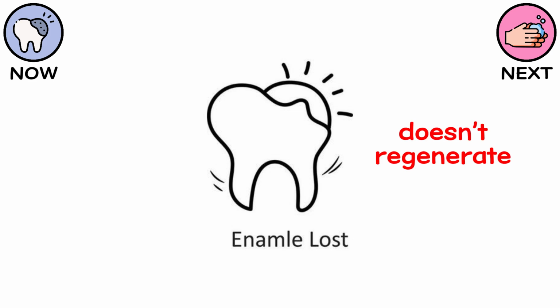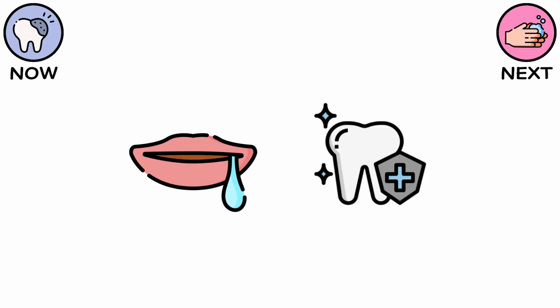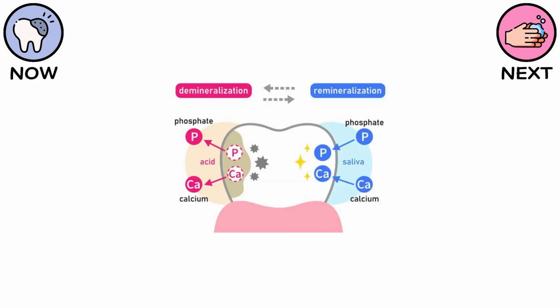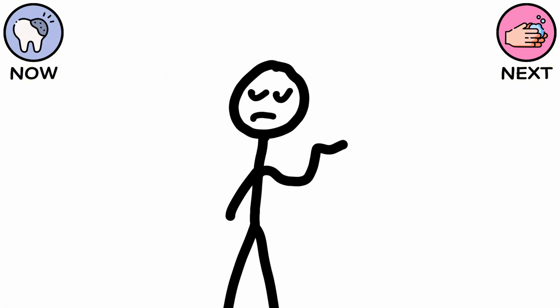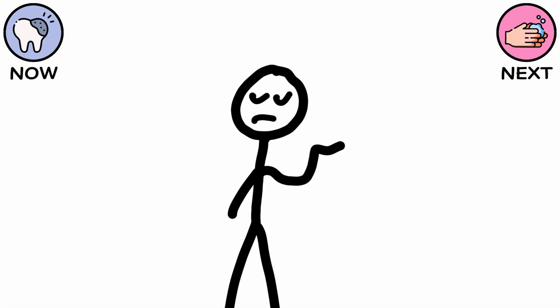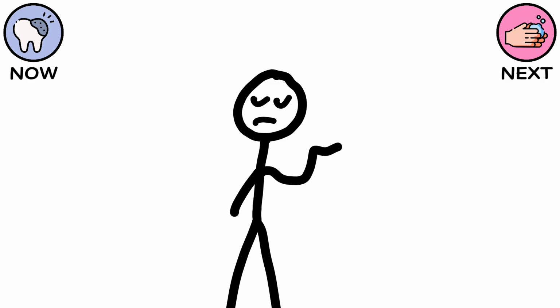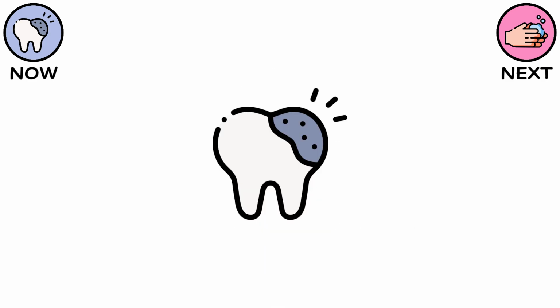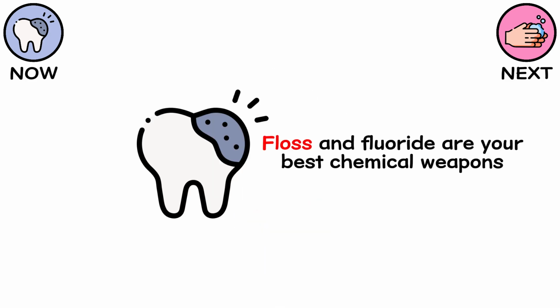Your enamel, once lost, doesn't regenerate. But saliva and fluoride can help reverse early damage. That's remineralization. Fluoride replaces lost hydroxide ions with fluoride ions, forming fluorapatite, which is more resistant to acid. Cavities form when the acid wins. Floss and fluoride are your best chemical weapons.